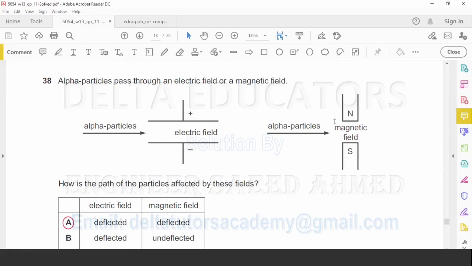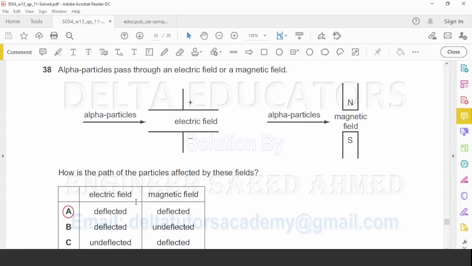What about the magnetic field? We have studied that when a charged particle enters a magnetic field, it is deflected because of magnetic force. Since alpha particles are positively charged, alpha particle will also be deflected in the magnetic field. So alpha particles are deflected in electrical field and they are also deflected in magnetic field, and same thing is given here in option A, that alpha particles are deflected in electrical field and deflected in magnetic field. So correct option is option A.